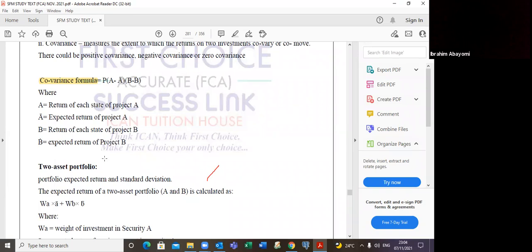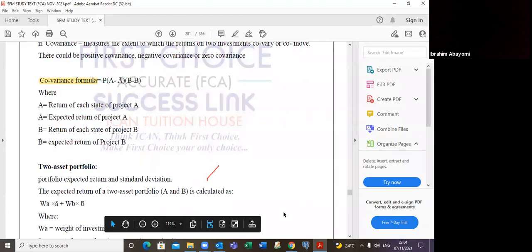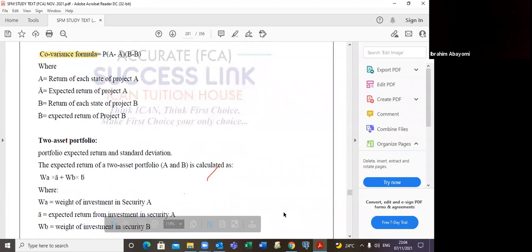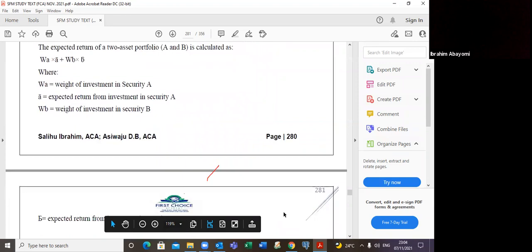Okay, so you can calculate the return on the portfolio, like I said, and you can also calculate the risk of the portfolio. How do I calculate the expected return on the portfolio? The expected return on portfolio is given as the formula here, that you can write.